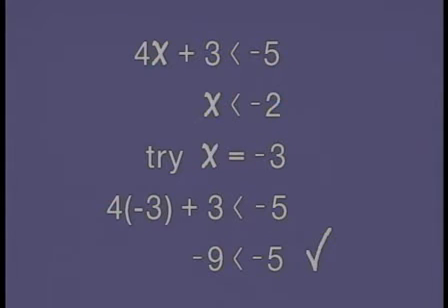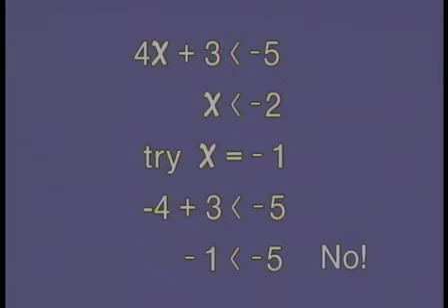Notice the check mark. On the other hand, if we tried negative 2, it doesn't work. Now, why doesn't it work? Because remember, x has to be less than negative 2, and negative 2 doesn't work. We could also try x equals negative 1. Now, if we try x equals negative 1, and this is shown on the visual, we plug in negative 1. 4 times negative 1 is negative 4, plus 3 is negative 1. Negative 1 is not less than negative 5.